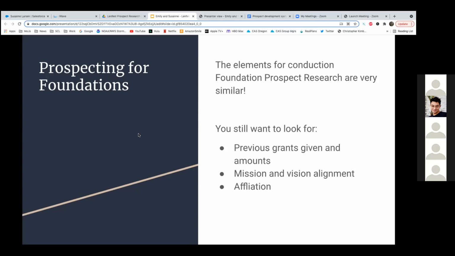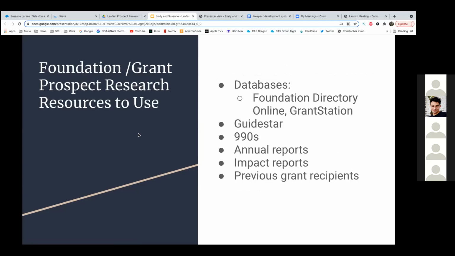And some resources for foundation and grant prospect research to use. Again, databases. Foundation Directory Online is a really great one. Grant Station is another one. There are a lot out there.